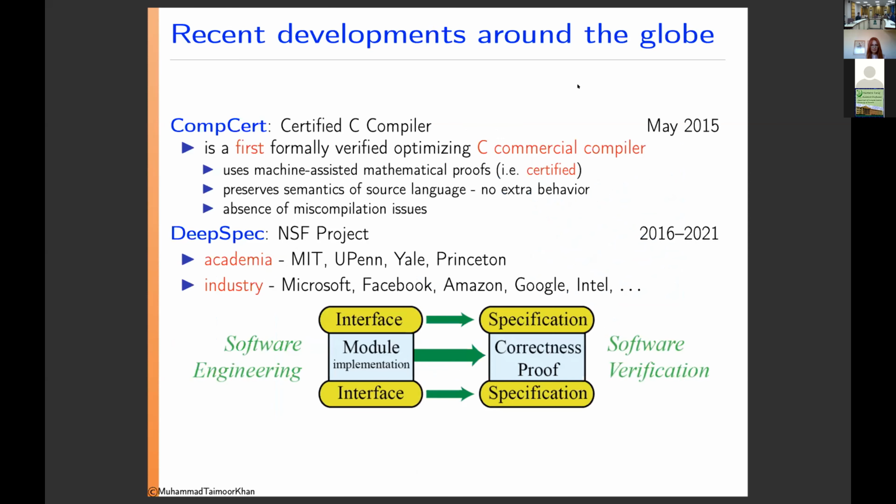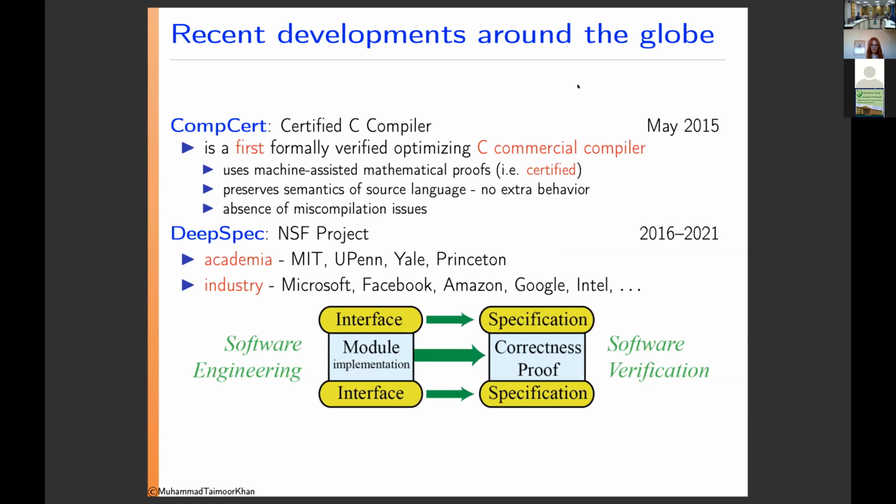Just to give you some insights into what is going on in the globe recently in this direction. More recently, about 5 years ago, the first certified compiler was developed in this direction. CompCert is the certified compiler for C programs, which means that you can be sure that your compiled program contains exactly the same meaning as it was written in the C program.